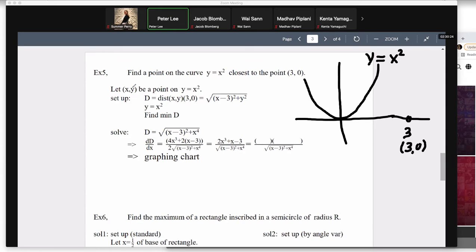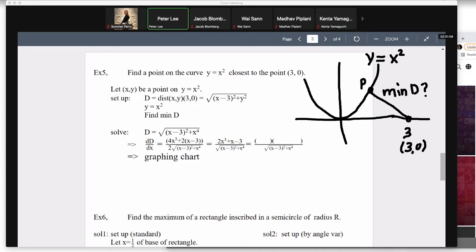So now the question is: find the point on the curve y equals x squared closest to the point (3, 0). So there's a point P somewhere here, and we want this distance to be the minimum. What is the minimum distance? The question is to minimize the distance. Can you minimize the distance here? That's the question. Does everybody understand the question?